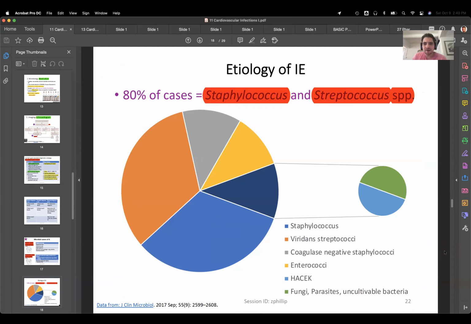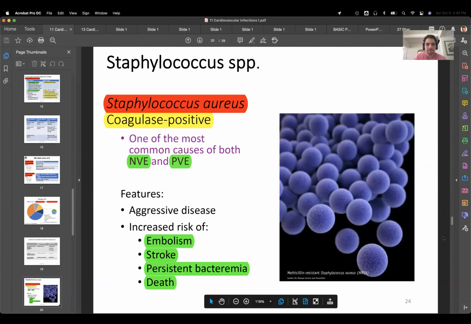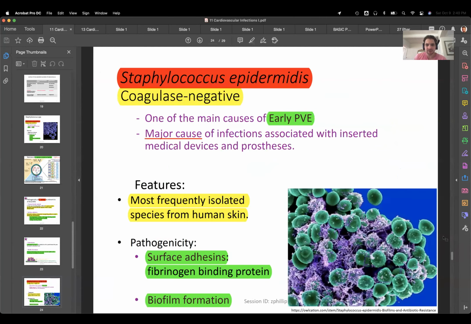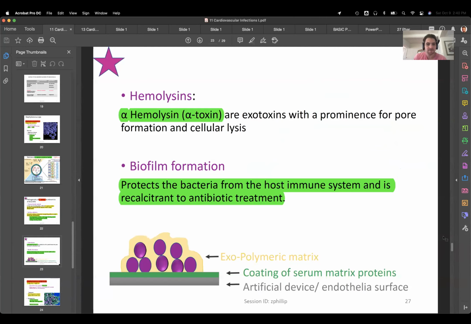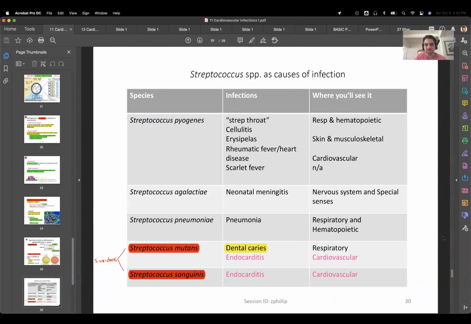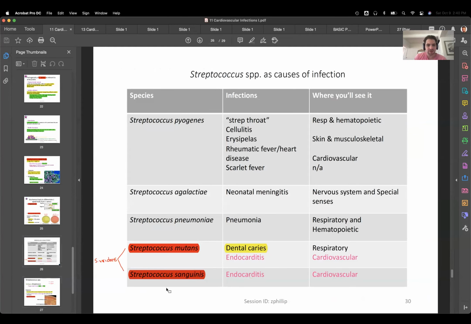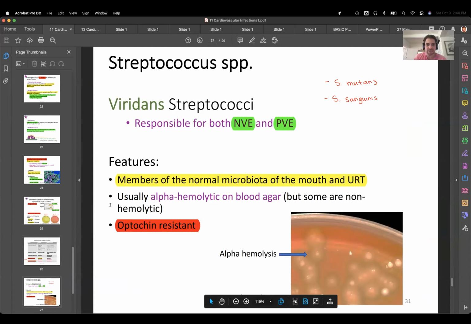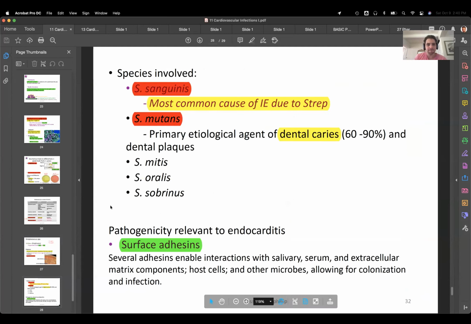Anyway, yeah, so you see here, staph and strep are the big ones. So if it came down to it, pick between those two. All right. And then these are just characteristics of the bacteria that you learned about before. And then these are strep viridans, mutans, and sanguinis. And remember, those are dental procedures or bad dental hygiene. All right.